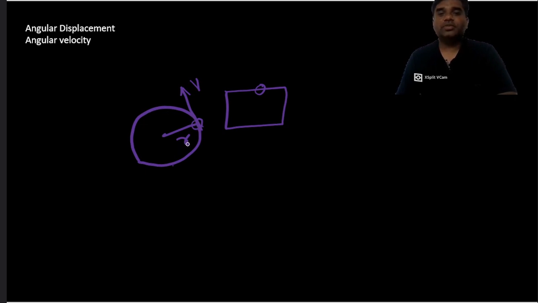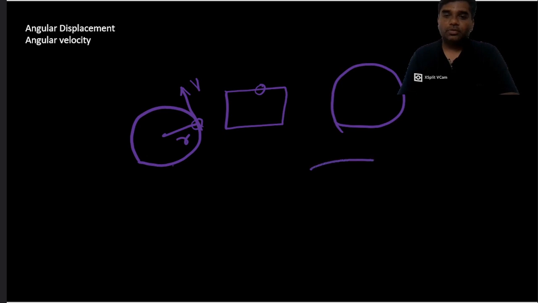Now, clear? When the body is performing a motion along this path, in a circular path, it is called circular motion. The circle may be in a vertical plane, giving vertical circular motion, or the particle may perform circular motion in a horizontal plane. It's clear?